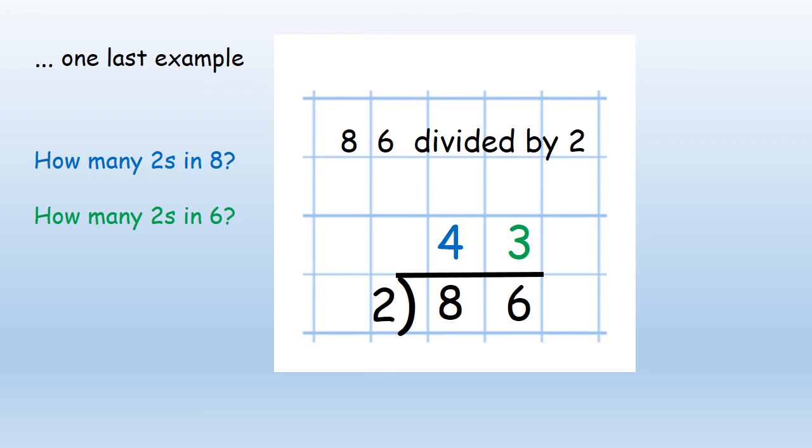And now one last example before you have a go yourself. 86 divided by 2. So that's 86 in the bus stop. That's 2 on the outside of the bus stop. How many 2s in 8? 4. Write that above in the tens column. How many 2s in 6? That's 3. Write that above in the ones column. So 86 divided by 2 equals 43.